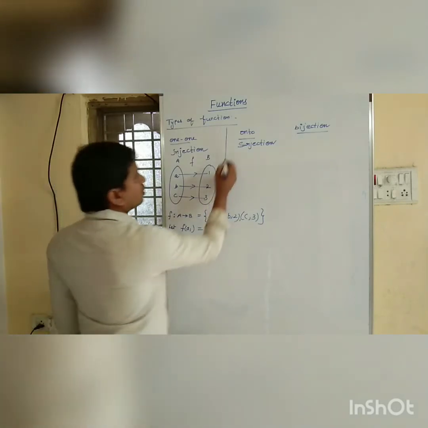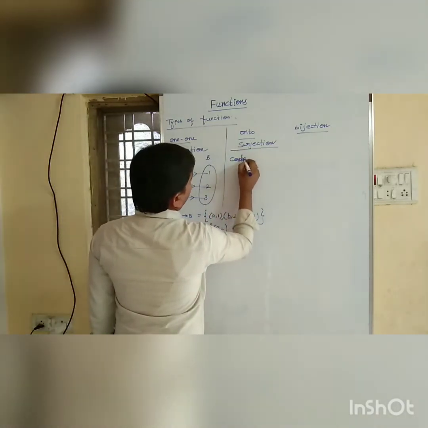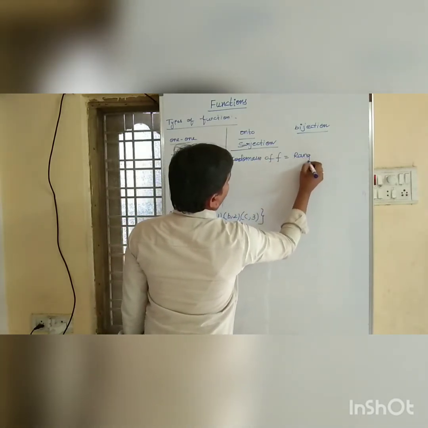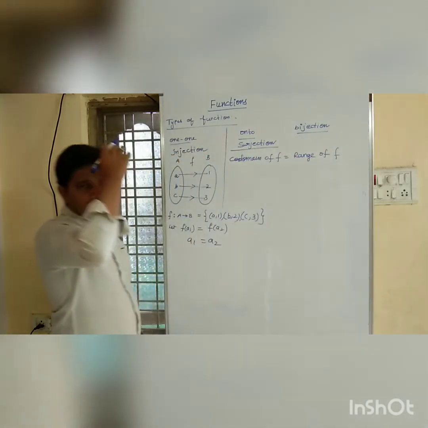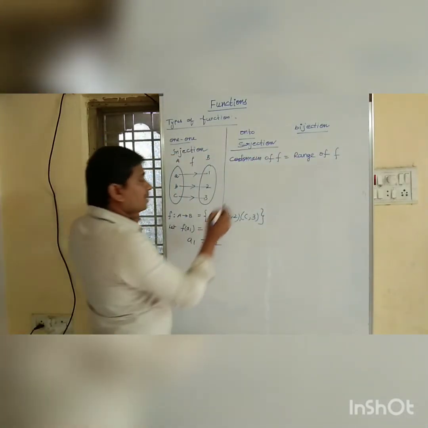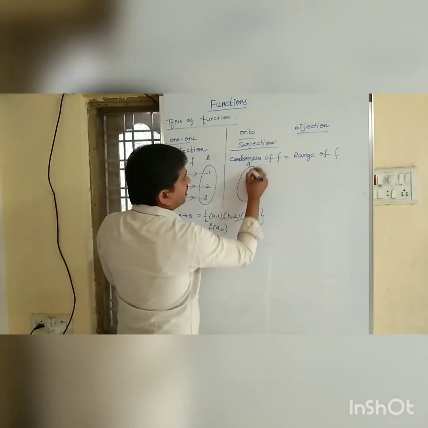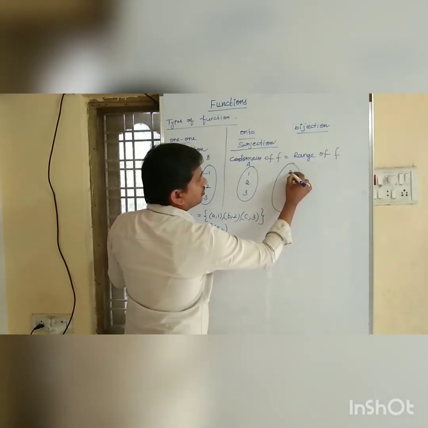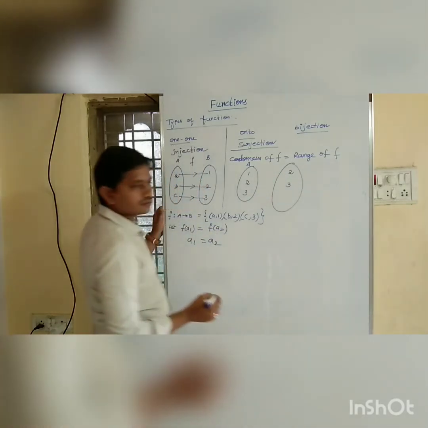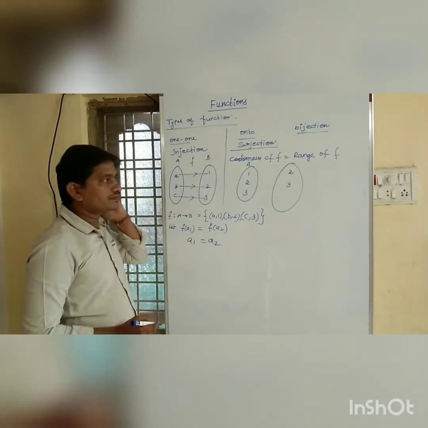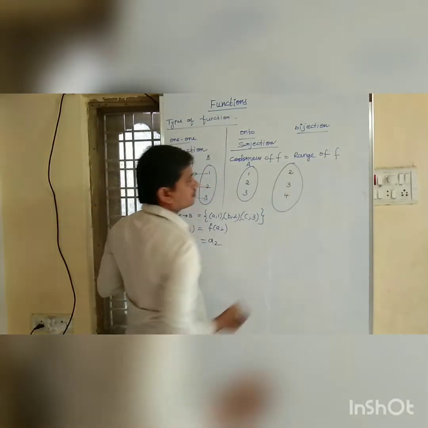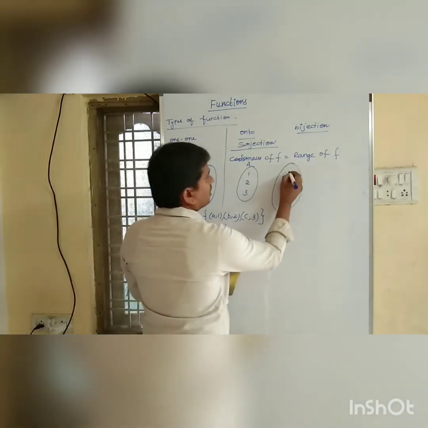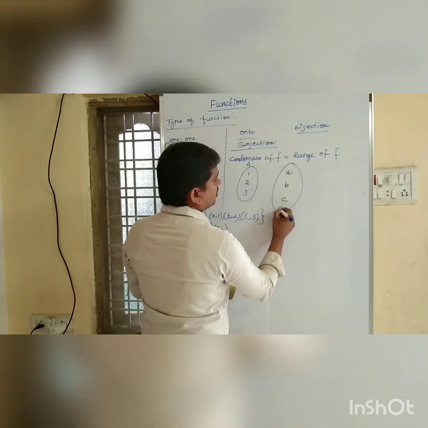Onto function is nothing but codomain of f is equal to range of f. Codomain of f is equal to range of f. For example, consider a function where A is equal to {1, 2, 3} and B is equal to {a, b, c, d}. Already we have taken 1, 2, 3, so let me take other elements.